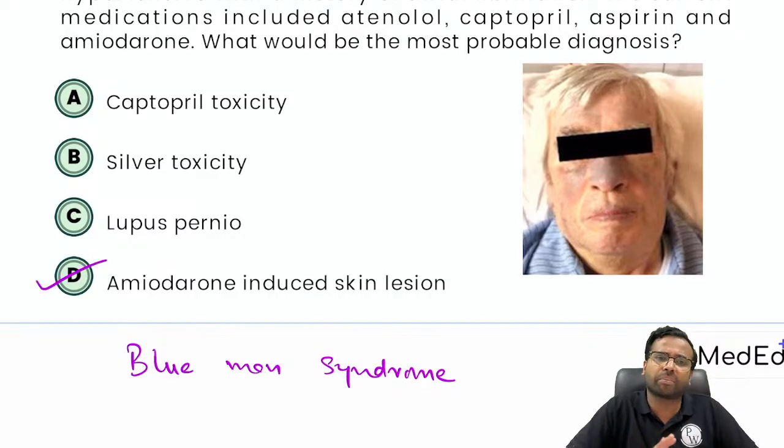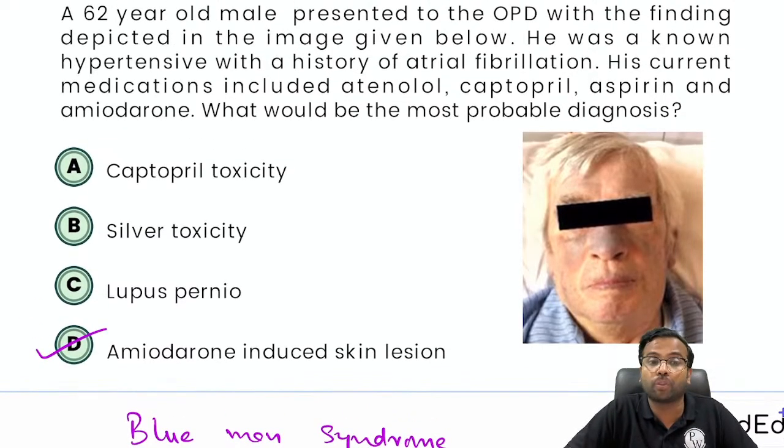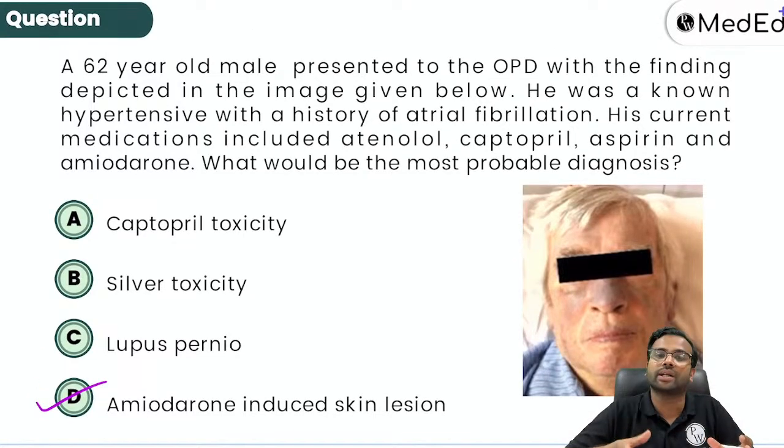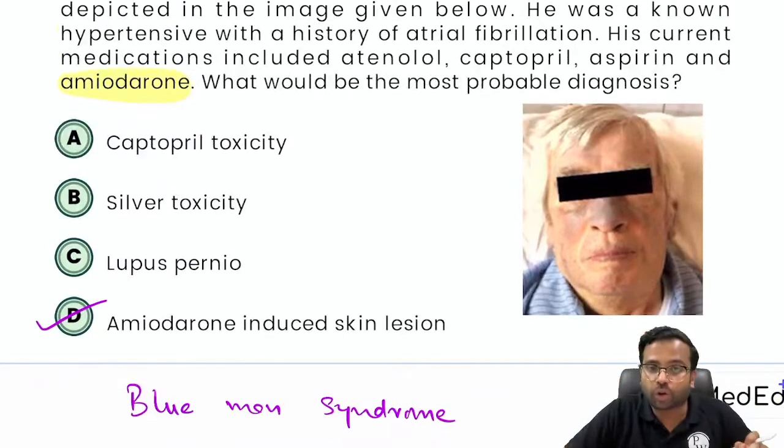Whereas anything that matches very closely is lupus pernio. So what is lupus pernio? That is seen in a chronic type of sarcoidosis, isn't it? Where again the patient may have a violaceous or a blue color over the skin. But here, based on the history of the patient, since the patient has been taking amiodarone in his medications, the right answer should be the blue man syndrome that is associated.